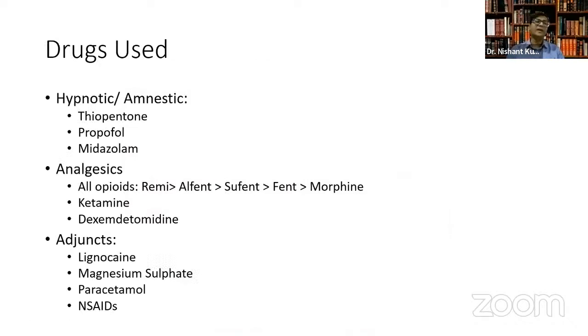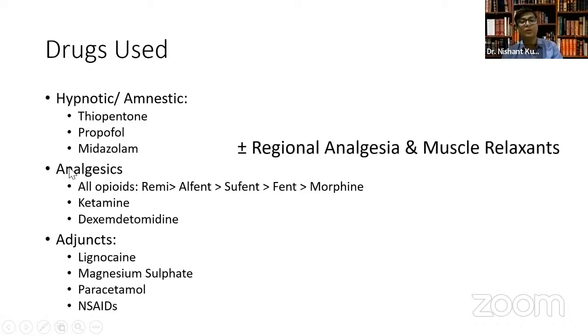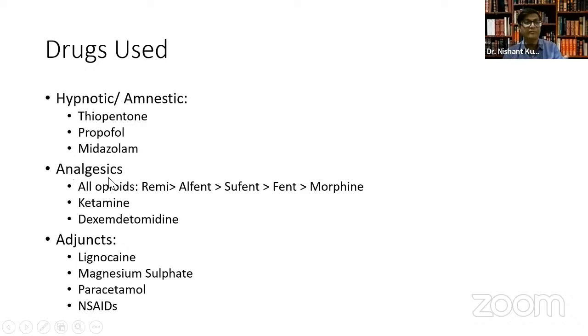So for anesthesia, what are the drugs that we commonly use? We use thiopentone, propofol or midazolam for amnesia. Analgesics, all kinds of opioids. Ketamine, dexmedetomidine can be used. And apart from that, all these drugs can be used for total intravenous anesthesia. But as I showed you, thiopentone has a very long half-time. Midazolam, again, has a shorter half-time.